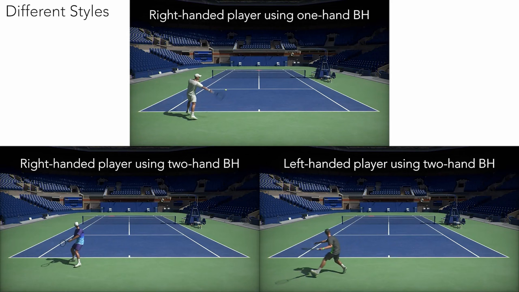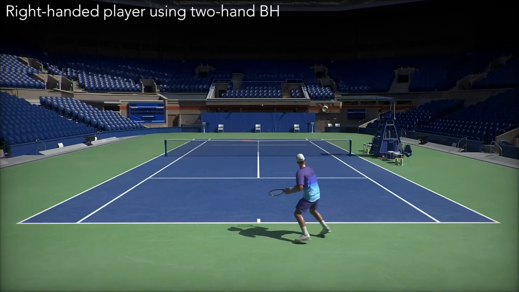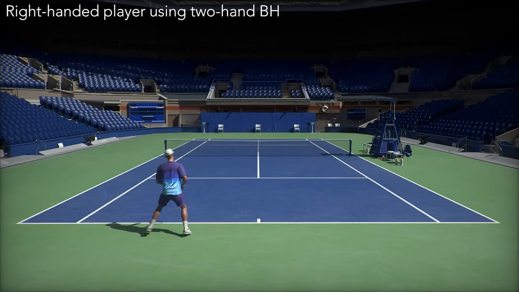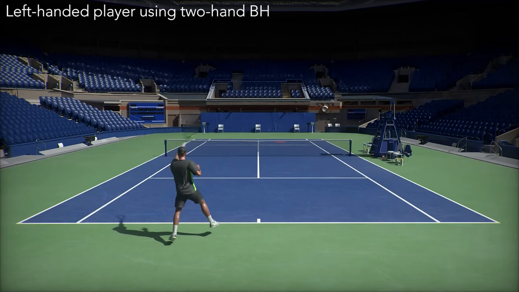When constructing the motion embedding with different players' motion, the simulated character can learn tennis skills in different styles, such as a two-hand backhand swing learned using data from a right-handed player who used a two-hand backhand, or holding the racket with the left hand learned using data from a left-handed player who also used a two-hand backhand.